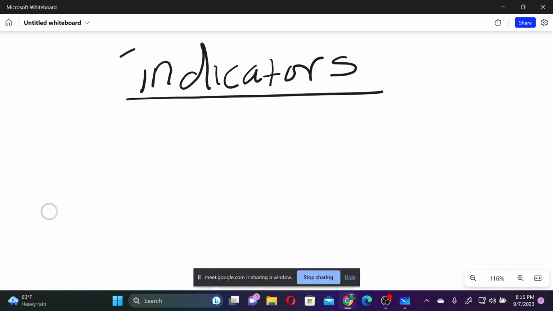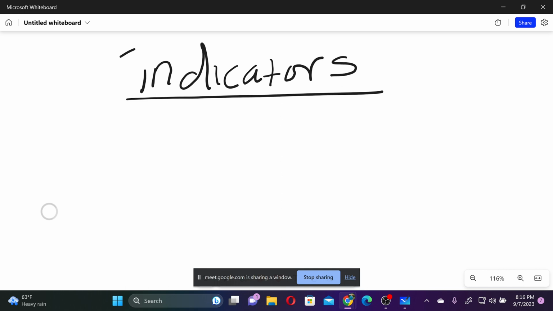So after you have done your technical analysis, you can use your indicators to either get a signal or confirm a signal, or to help you confirm your analysis. That is very important. Those are the roles of indicators in the forex market.